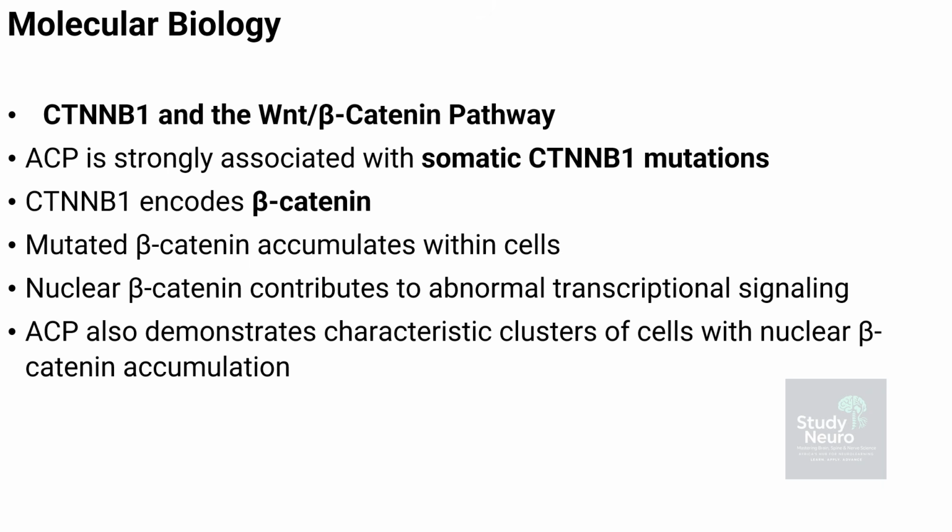When the catenin beta-1 gene is mutated, beta-catenin can accumulate inside cells and enter the nucleus, where it alters gene transcription and promotes abnormal cellular signaling. In Adamantinomatous Craniopharyngioma, this process is particularly characteristic, with clusters of tumor cells showing prominent nuclear accumulation of beta-catenin. These findings help distinguish this tumor from other craniopharyngioma types.